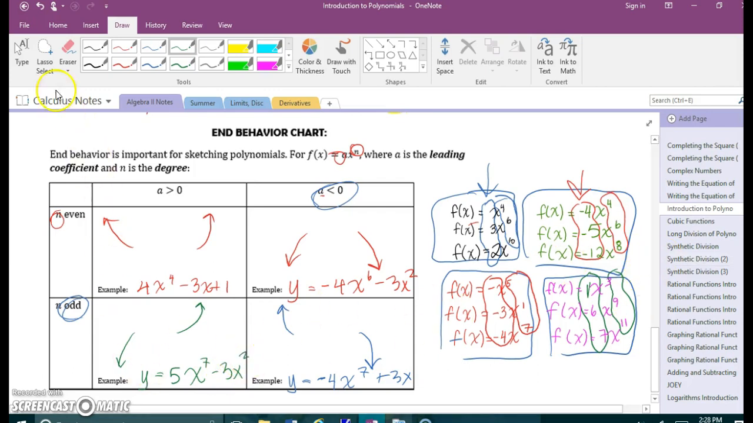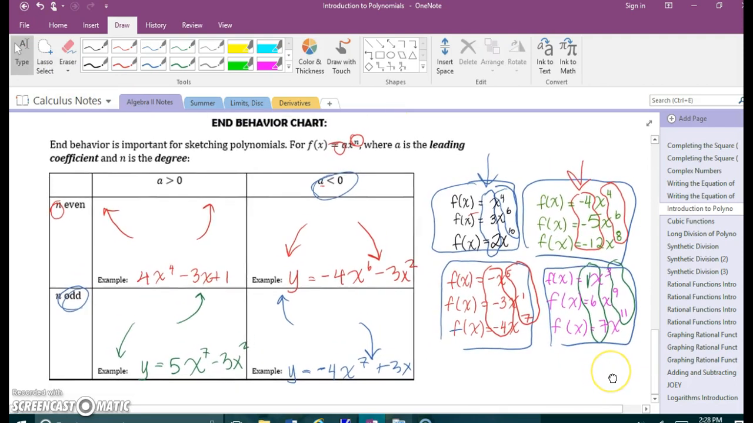Alright, so this is the end of the polynomial video, and the next thing we're going to do is how to graph a cubic using the end behavior and the polynomial notes. See ya!